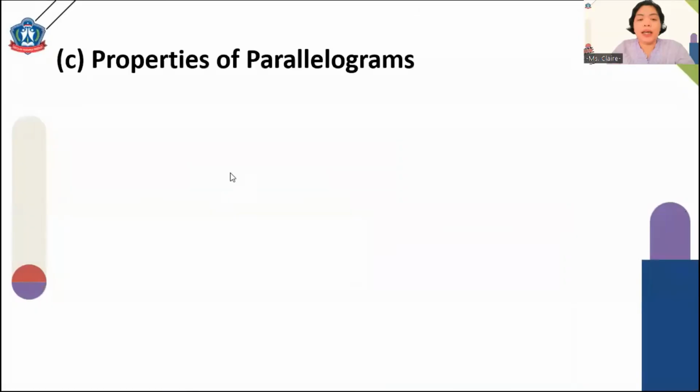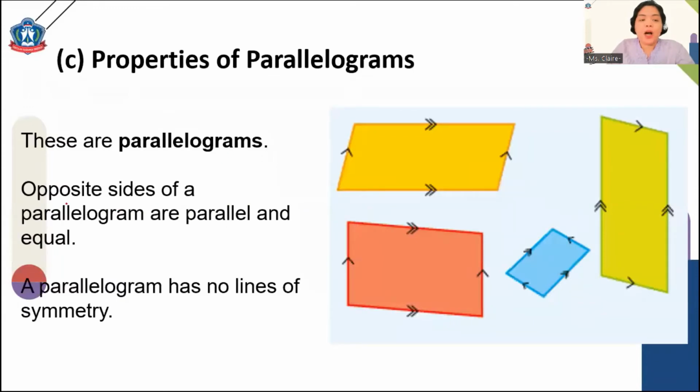Let's go to the next quadrilateral. We have a parallelogram. Look at this picture. Opposite sides of a parallelogram are parallel and equal, the same as a rectangle. This side here and this side are opposite sides and they are parallel. The shorter sides are also parallel lines. Remember, a parallelogram has no lines of symmetry and it has no right angles.